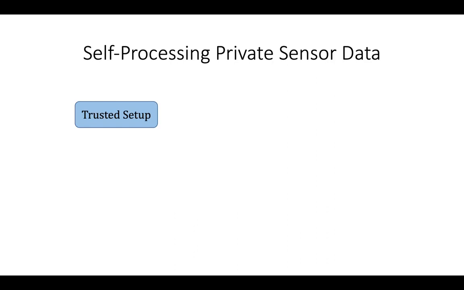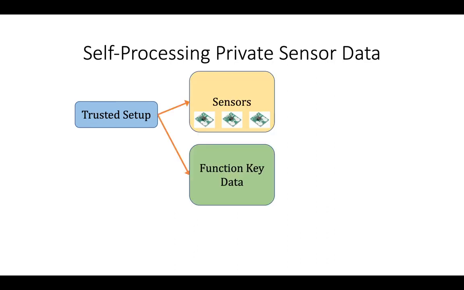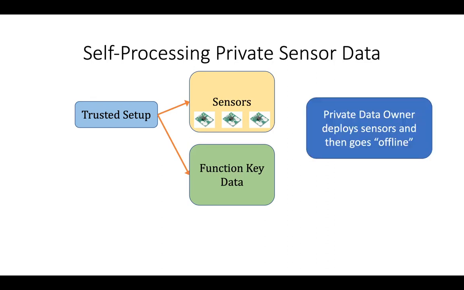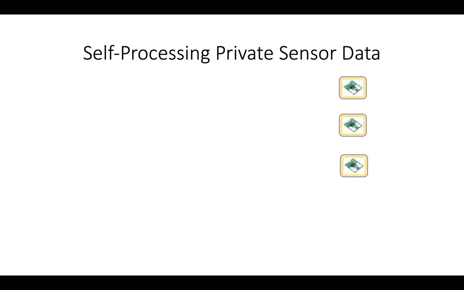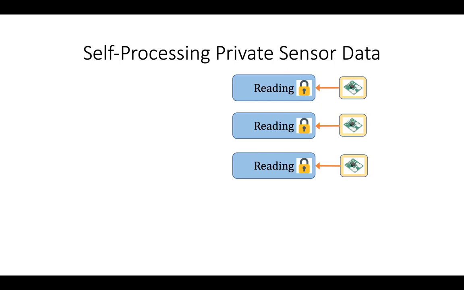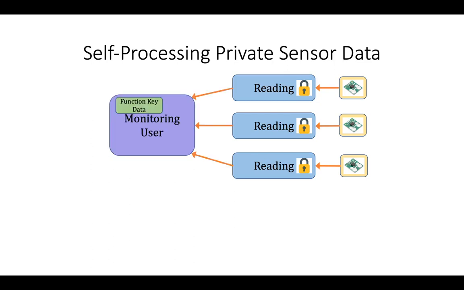So to summarize, we would like there to be some trusted setup, and this trusted setup will produce sensors and some function key data. The private data owner will then deploy the sensors and go offline. And after this occurs, the system will self-process. And what we mean by this is that every time step, sensors will make measurements and broadcast encrypted readings. Then, any monitoring user with access to function key data should be able to compute the predetermined function evaluations at each time step.